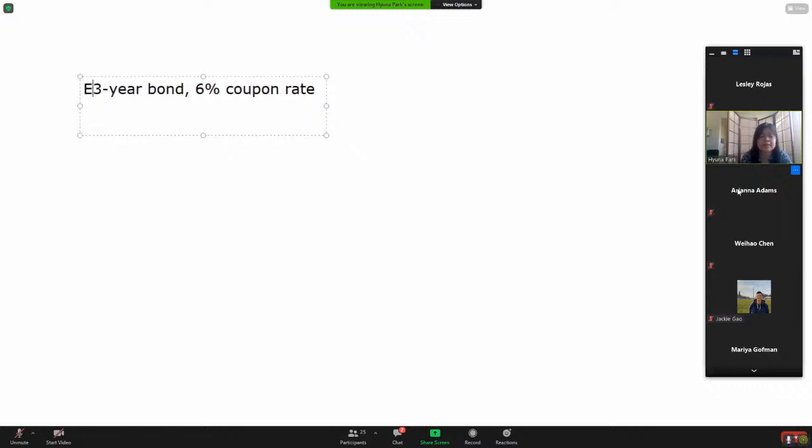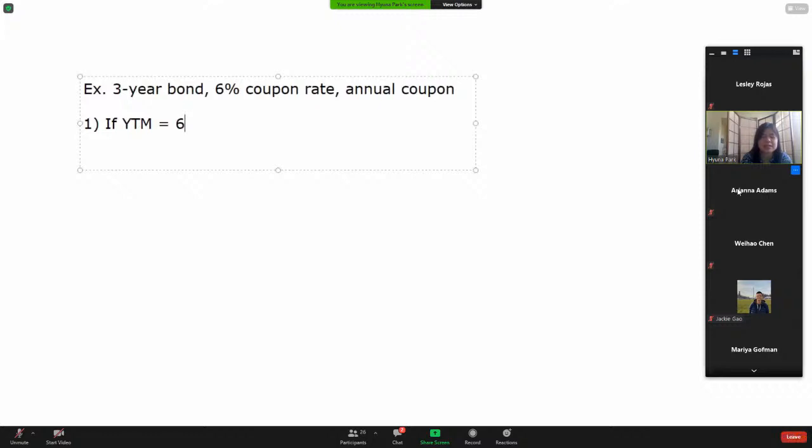This is an example. Suppose this is an annual coupon bond. What's the price if the yield to maturity is also 6%? What's the bond price? Do you need to do any calculation to answer this question, or can you answer right away?